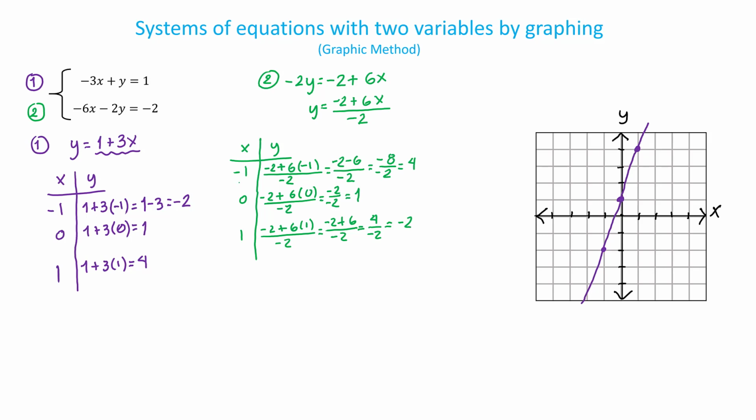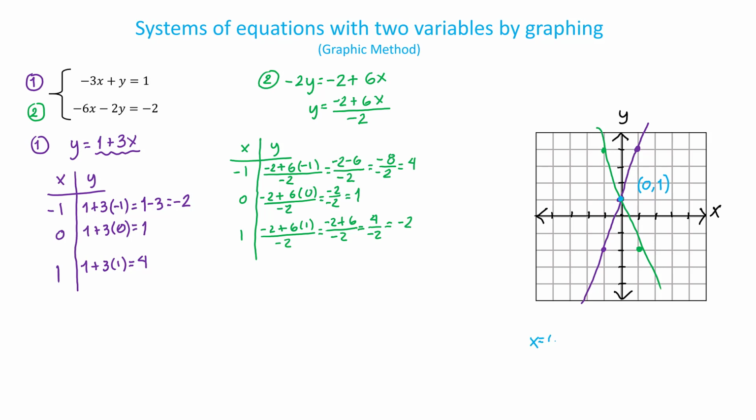Let's start by graphing x minus 1, y4. 1, 2, 3, 4. It's here. x0, y1. x1, y minus 2. Here. Okay, we can now join them with the straight line. And we see that they are intersecting at a point here, which is coordinate x0, exactly in the middle, and y1. Okay, so this is the solution to our system.